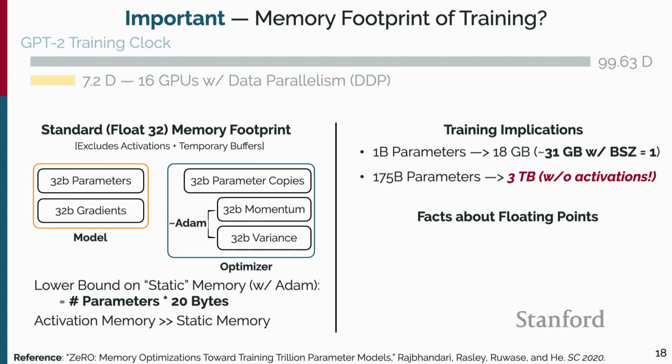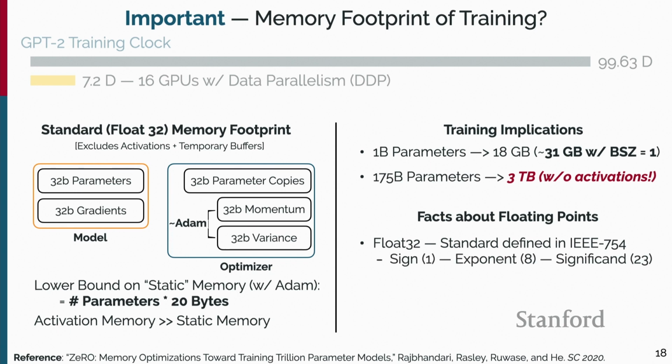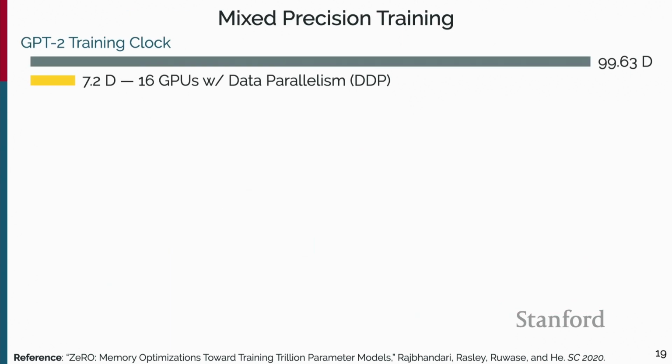And things you should know about floats. It was a standard defined in this IEEE document. You have a 1-bit sign, 8-bit exponent, 23-bit mantissa, like scientific notation, all the stuff that happens after the exponent. Wide range, up to 1E38. And the question is, do you need that range? The answer is, kind of, but not really.